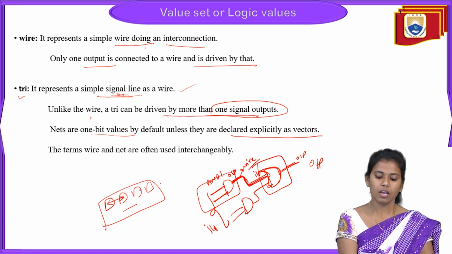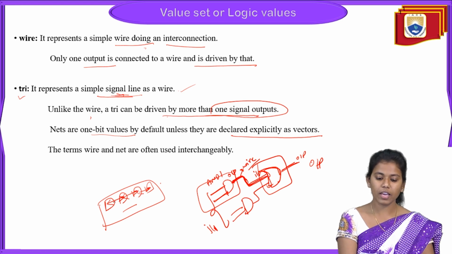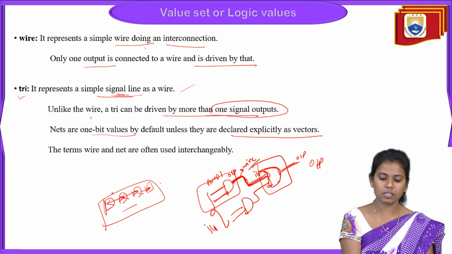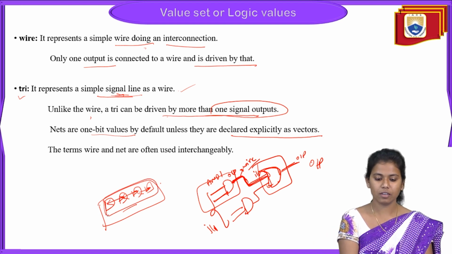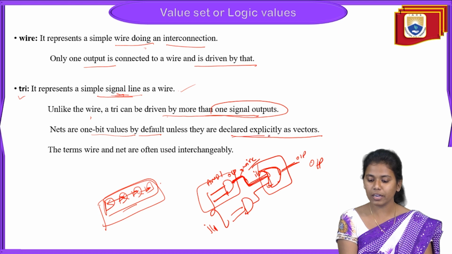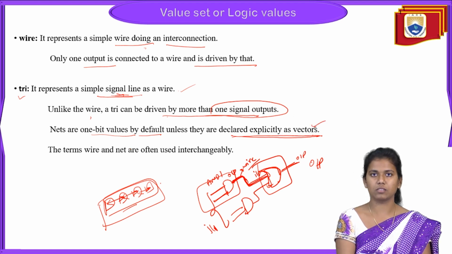The blocks, or the gates, or the flip-flops inside the digital circuits, if they are interconnected, by observing the output, this cluster is nothing but the nets, right? So the nets are 1-bit values by default unless they are declared explicitly as vectors. By default they are 1-bit values unless we declare them as vectors.